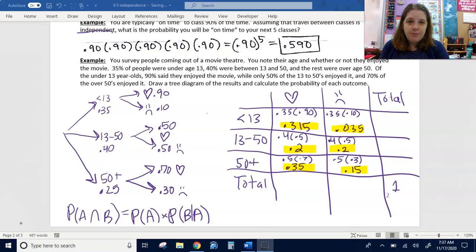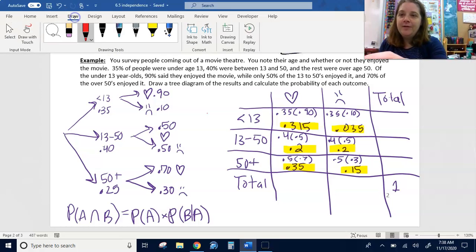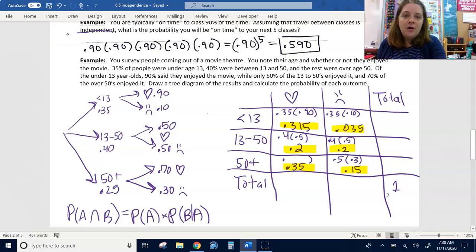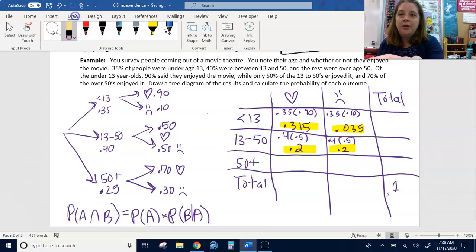All right, so I multiplied down the branches of all of my trees. So 35% times 90%, 35% times 10%, that's my top row. 40% times 50%, 40% times 50%, that's my second row. 25% times 70%, 25% times 30%, that's my third row. And notice what happens, and I just realized I made a mistake, so that's fun. Oh, it's because I multiplied by 50. So when you are multiplying down the branches of the tree, what we want to see is that the whole thing is going to add up to 100%.